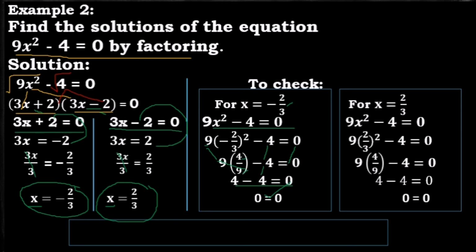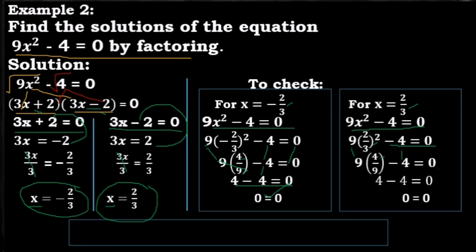Now, how about x equals 2/3? Same process, copy the given equation. Then, substitute x by 2/3. So we have to copy 9. Then 2/3 squared minus 4 equals 0. Simplify 2/3 squared. So 2 times 2 is 4 and 3 times 3 is 9. Then copy minus 4 equals 0.